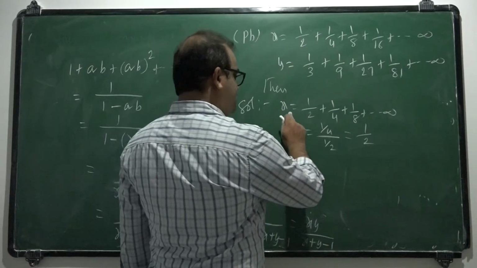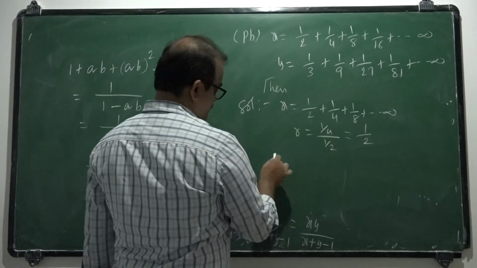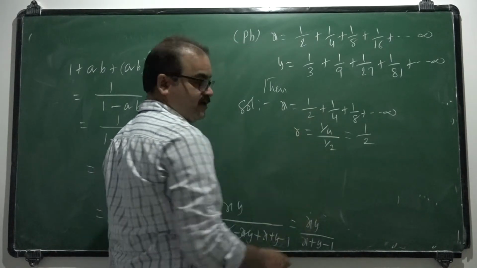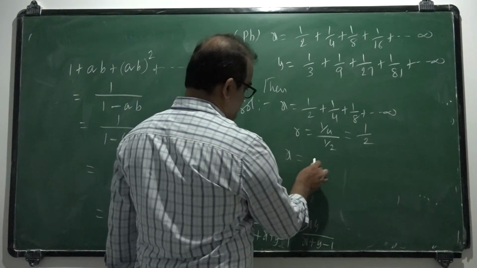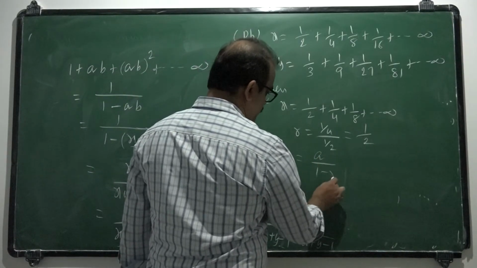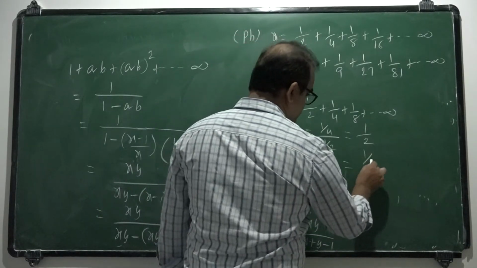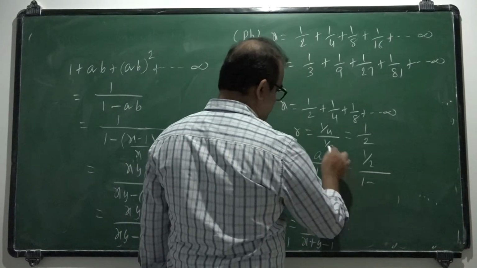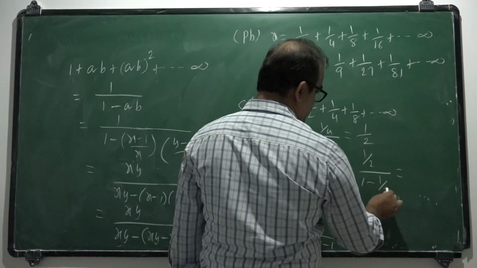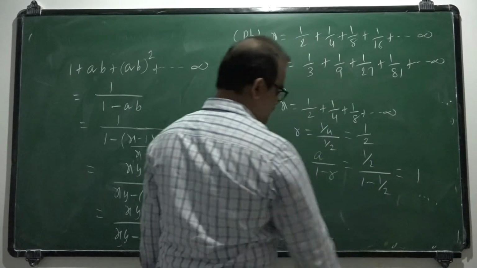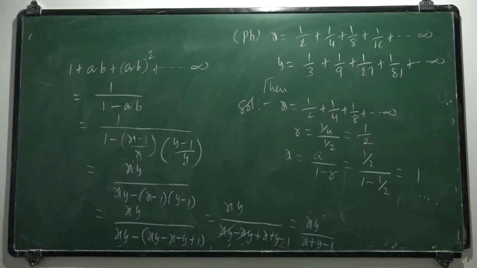Okay. It is the sum of infinite terms in geometric progression. We know the sum of infinite terms in geometric progression is a by 1 minus r. X is equal to a by 1 minus r. What is a? First term, 1 by 2, by 1 minus r. R is 1 by 2. 1 minus 1 by 2 is 1 by 2. 1 by 2 by 1 by 2, that is 1. Similarly, find the y value.